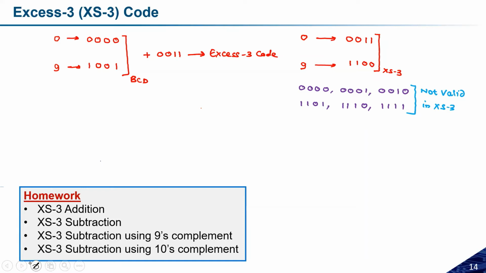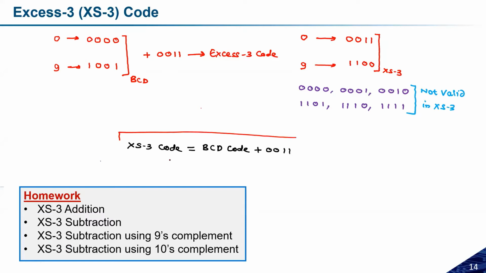So in summary, the Excess-3 code is equal to the BCD code plus 3 decimal, or simply, let me write, 0011. So this is the key point that we should remember. So this is all about the BCD code.